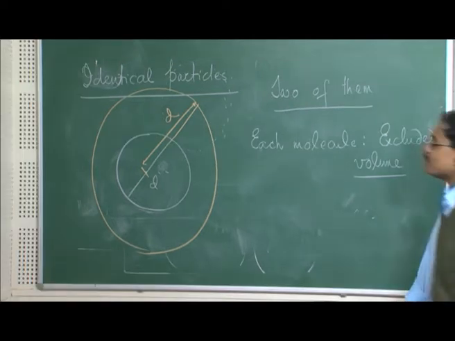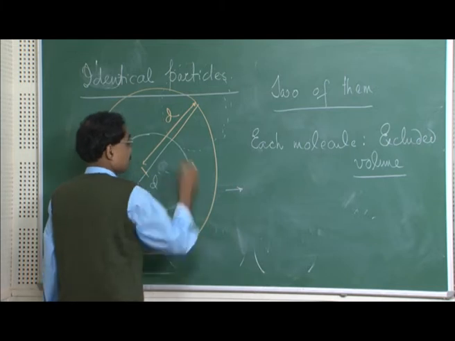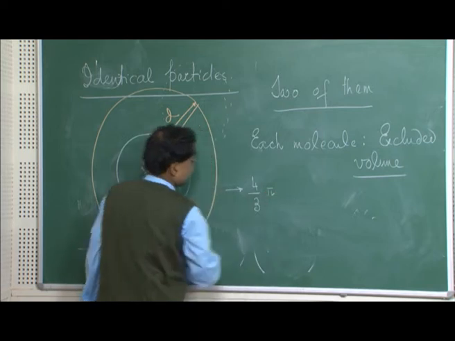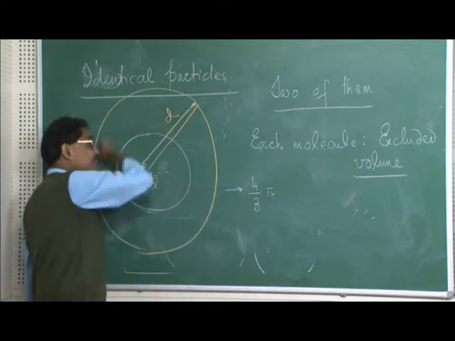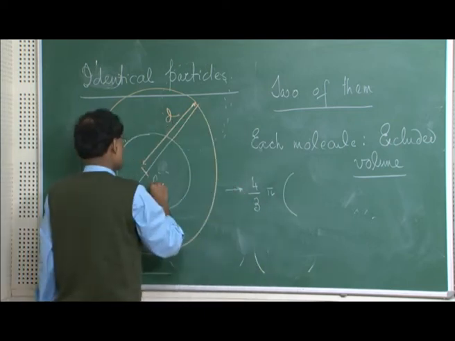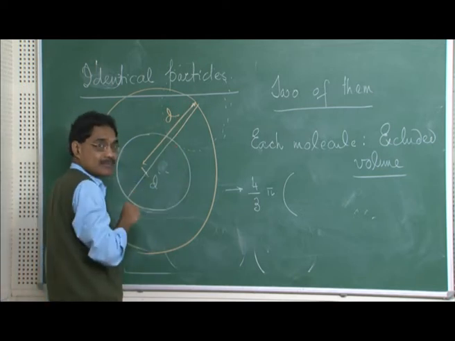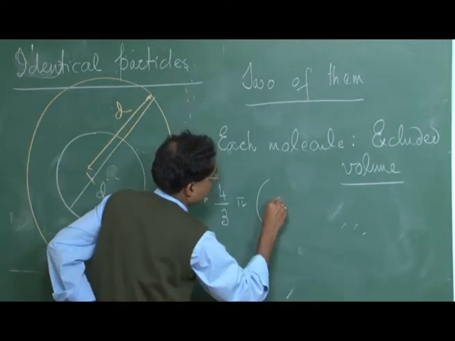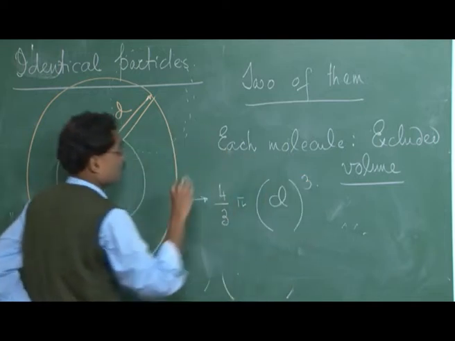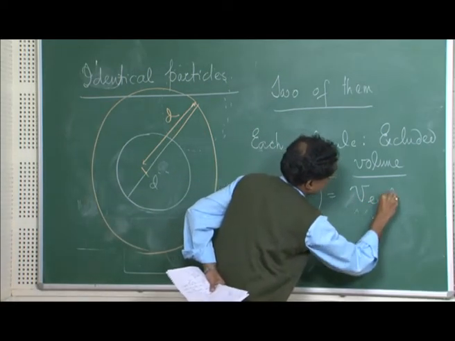And what is the volume of this sphere? The volume of this sphere will simply be 4/3 pi, but here this bigger sphere has a radius which is double the radius of the molecule itself. So I can write it as d cubed. This is the volume that it excludes.